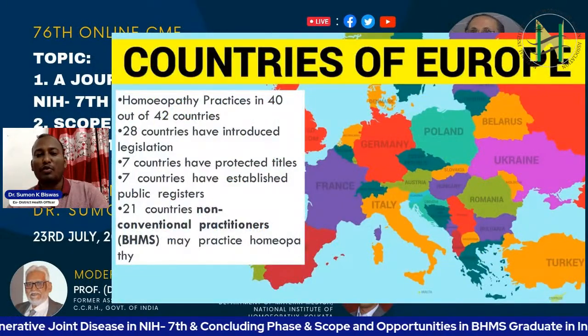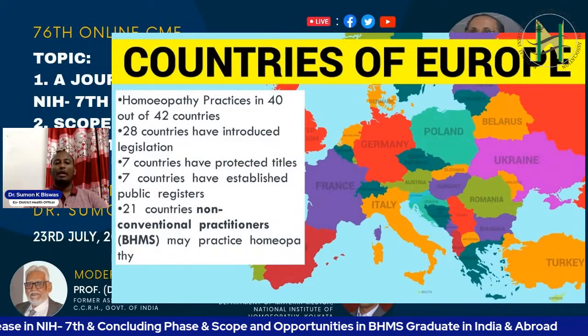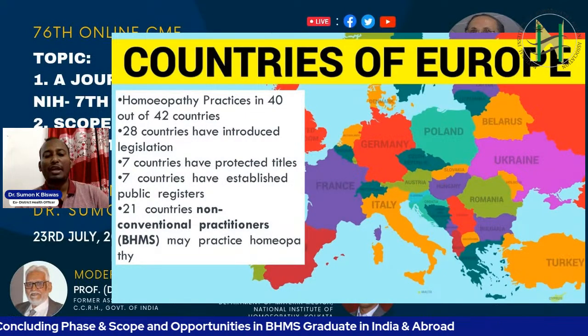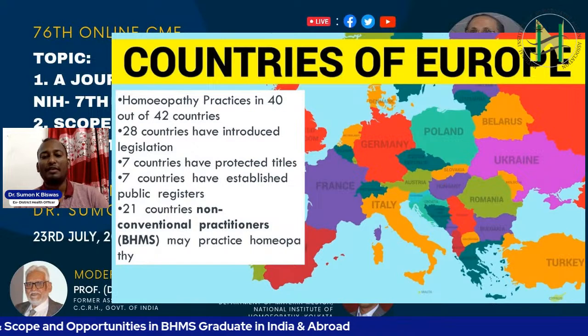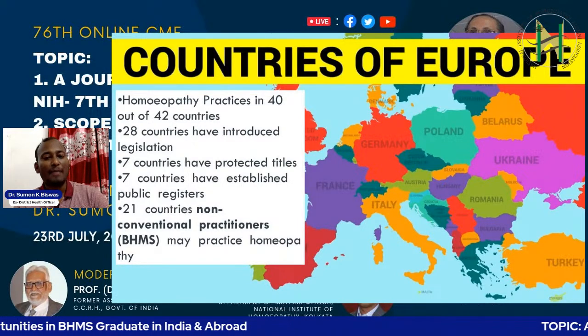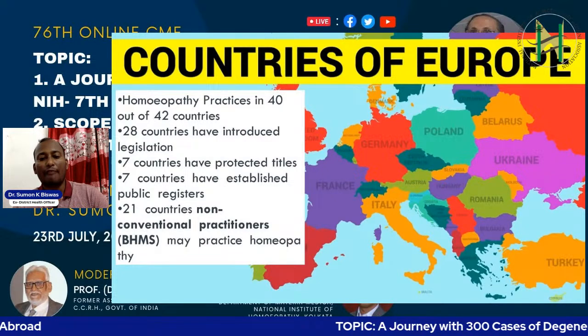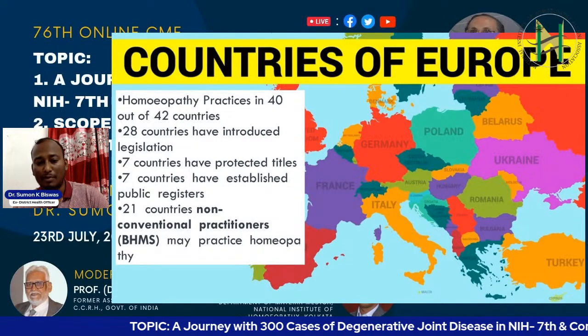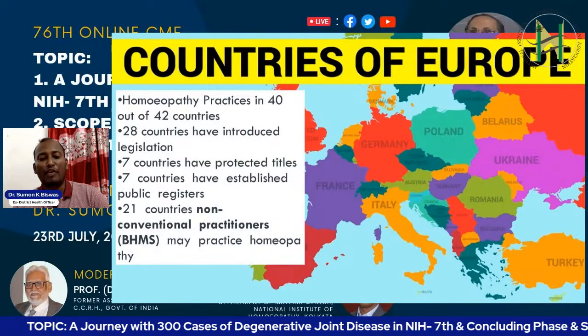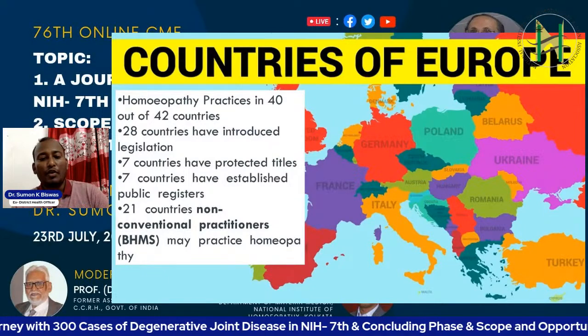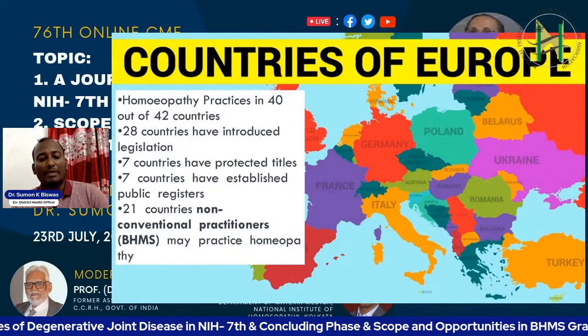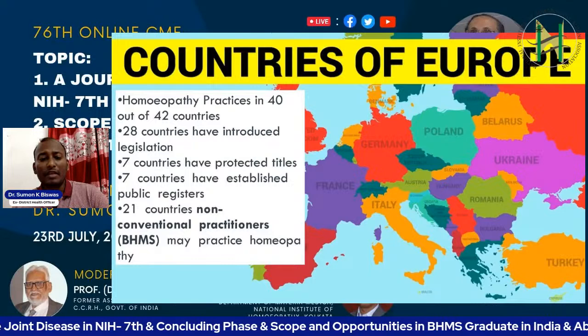If you look around the countries of Europe, homeopathy is practiced in 40 countries out of 42. And 28 countries have introduced homeopathy in their legislation, 7 countries have a protected title, 7 countries have established a public register, and in 21 countries non-conventional practitioners may practice homeopathy.